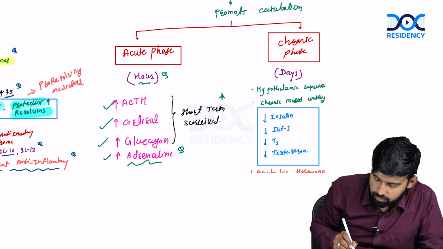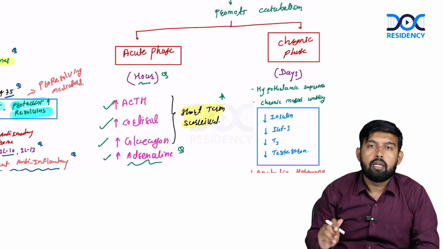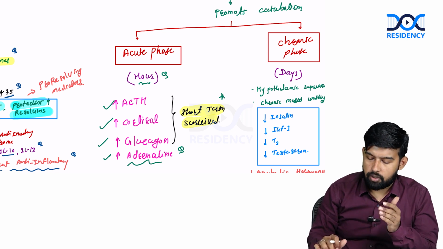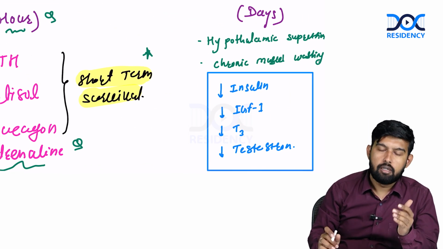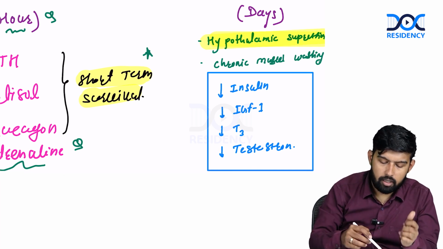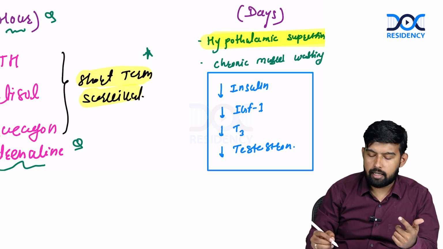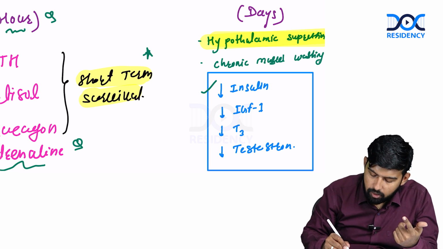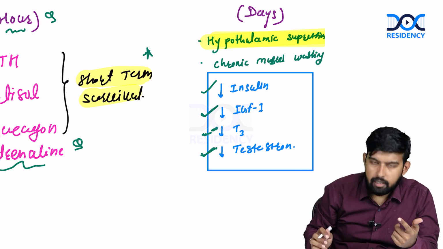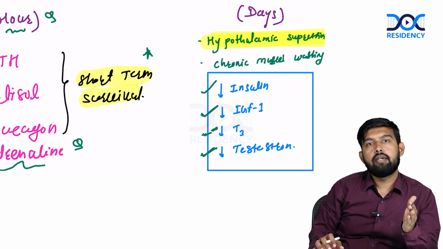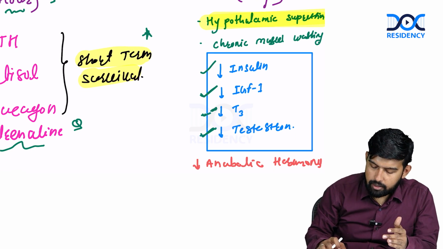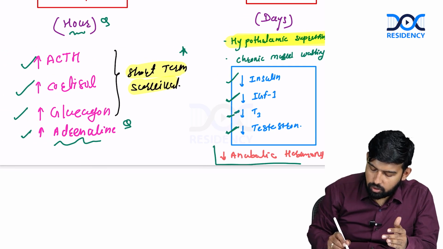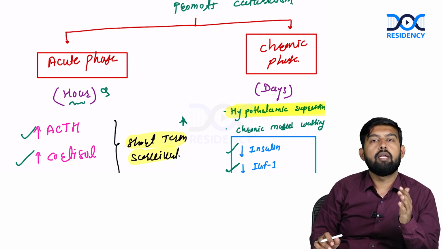So this response is for short term survival, but because of the chronicity of this response, hypothalamic suppression occurs, which ultimately results in a decrease in the serum concentration of insulin, a decrease in insulin like growth factor 1, low levels of T3 and low levels of testosterone. So ultimately they result in chronic muscle wasting, and these are the anabolic hormones. So there is a decrease in the anabolic hormones due to the chronic hypothalamic suppression.